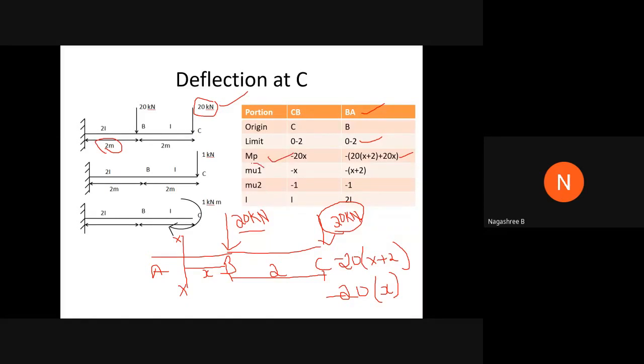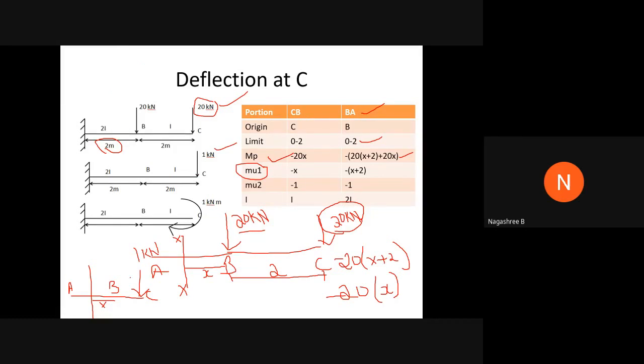Coming to the calculation of MU1, which represents the moment due to the unit load applied. Here I again take the section: this is A, this is B, and this is C, with a load of magnitude 1 kilonewton at C. The section is considered between AB itself, at a distance of X. Why have I considered this load at C? Because we need to calculate the deflection at C.